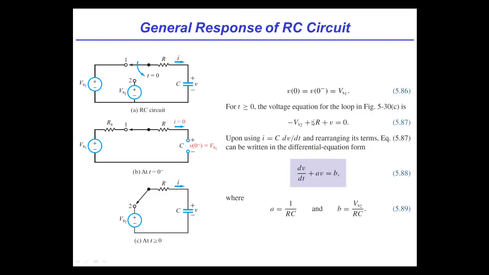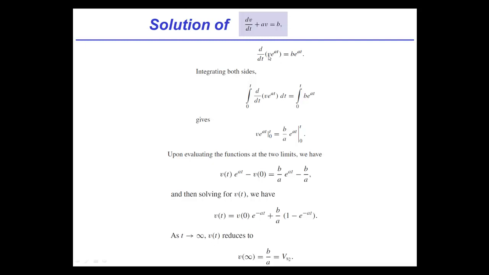So when we substitute I and rearrange into the standard form, we still have this A, which is the 1 over RC term that comes from the natural response. But now there's this B, which is related to the forcing. I see. In the previous case, the right-hand side was equal to 0, but now it's equal to B, where B is VS2 over RC. That's right. Now when we do the integration, remember last time there was a 0 there: d/dt of V e to the AT equals 0. Here it equals B e to the AT.